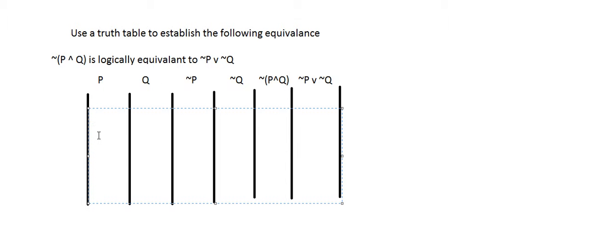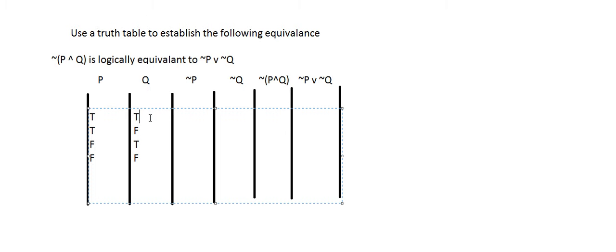So the first one will be true, true, false, false. Okay, for my Q, I will have true, false, true, and false.